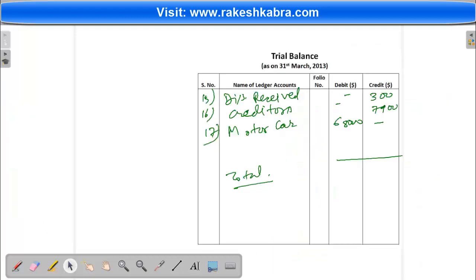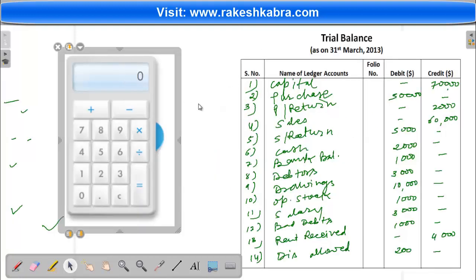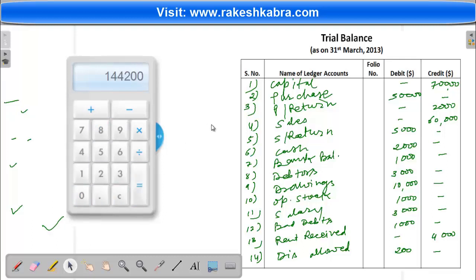On the next page, 68,000 more on the debit side. Earlier the total was 76,200, and now we are to add 68,000 more. So what is the final total? 1,44,200. This is the final total of the debit column. Is that clear? Now see, I am writing this final total on the debit column.